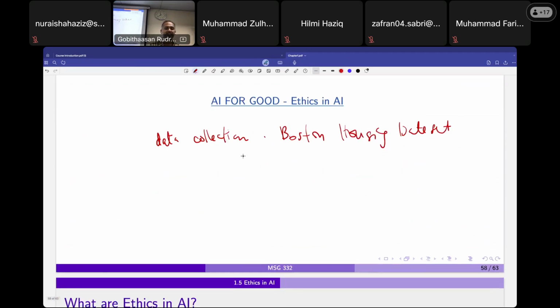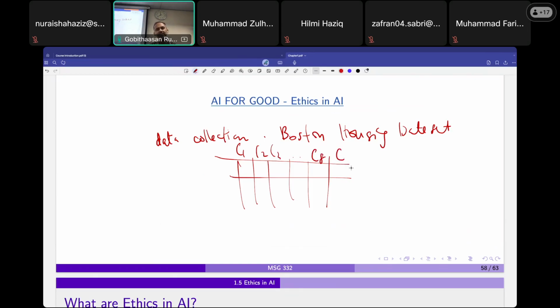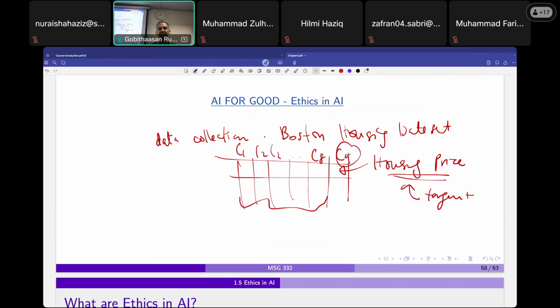In this Boston housing data set, we have many features, column 1, column 2, column 3, until column 8. There's one column, I will talk more about it in the next lecture, column 9, which is actually the housing price. The idea is that you use all these features to predict the housing price. The housing price is your target. You want to predict the house price based on all these features, feature 1 to feature 8.